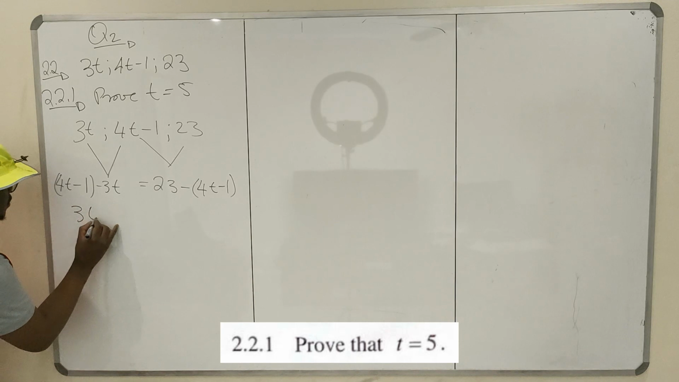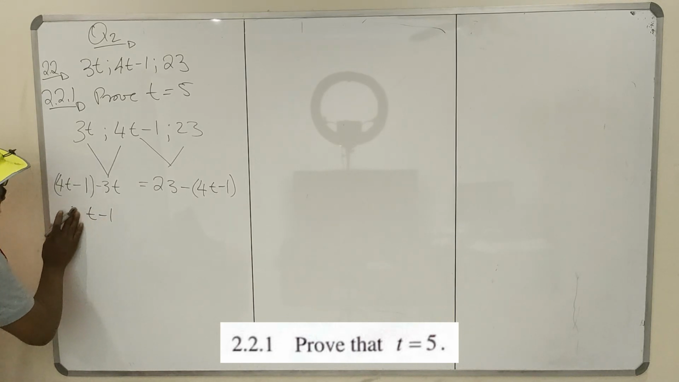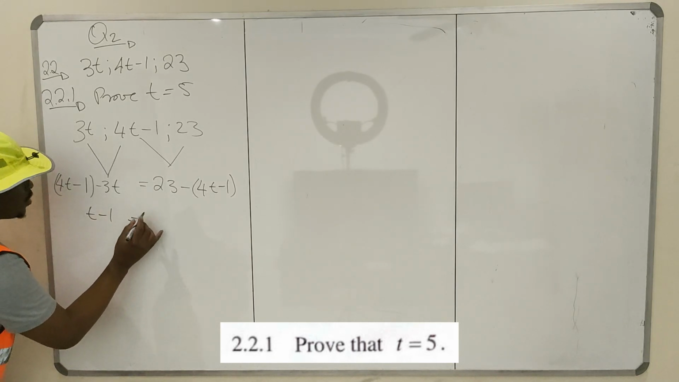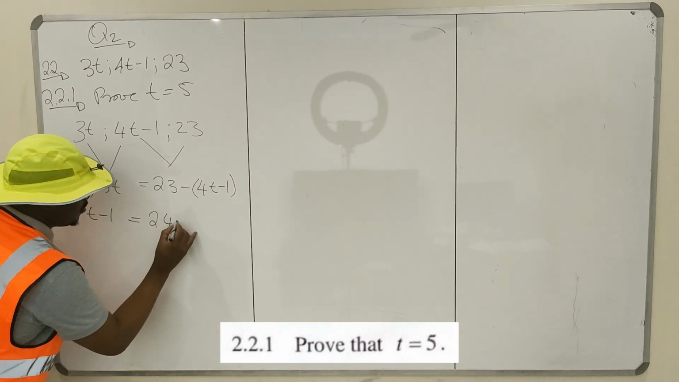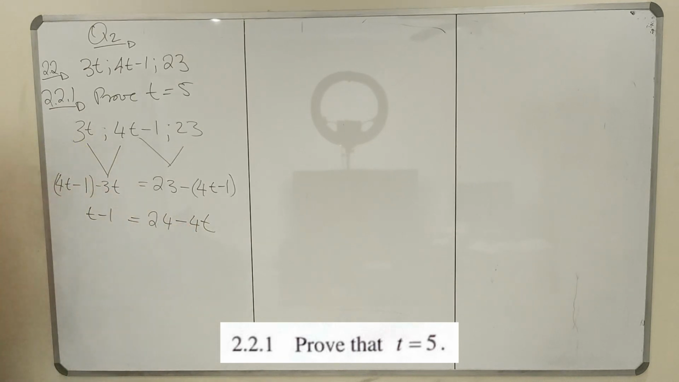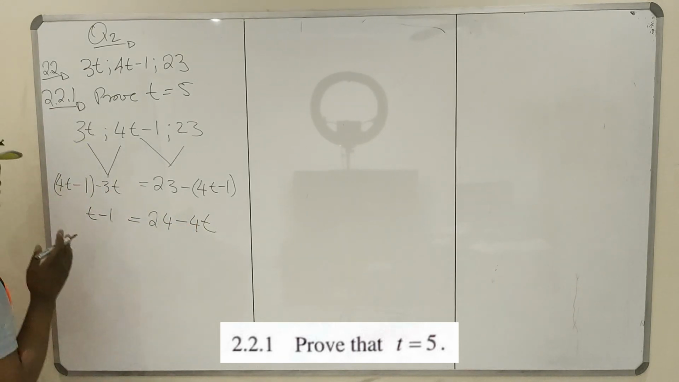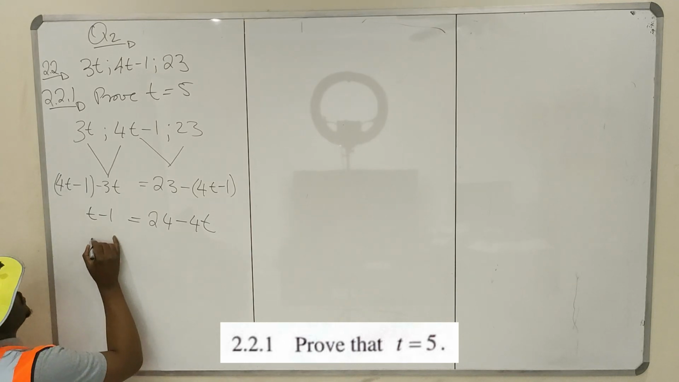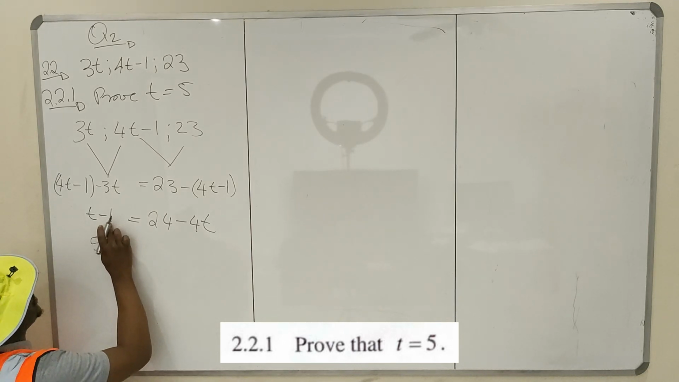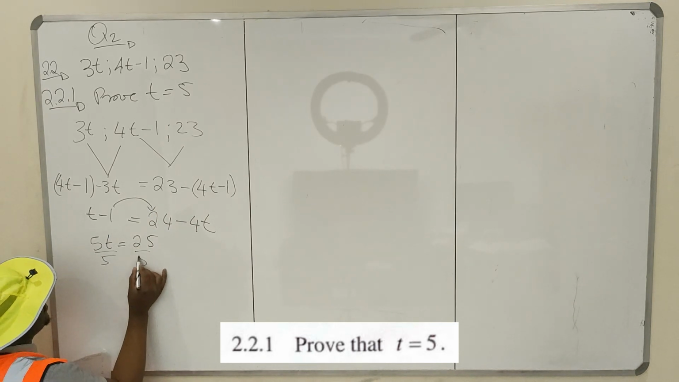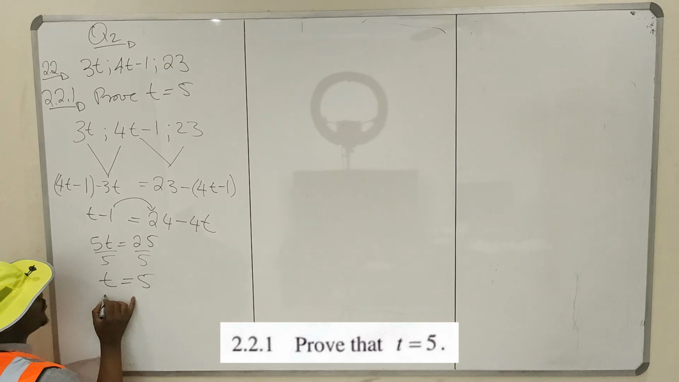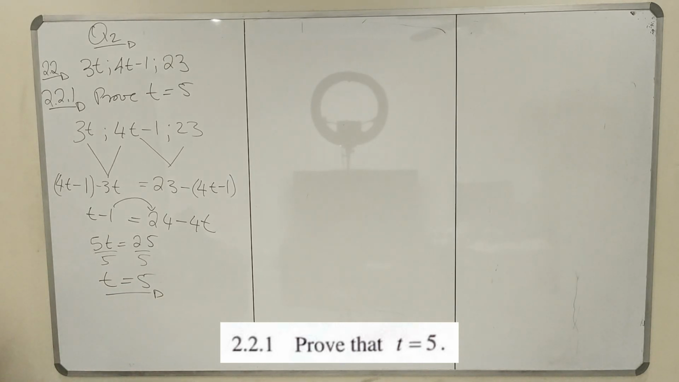So you say 3t, so it's going to be t minus 1 is equal to what? 24 minus 4t. Right? Then transpose this to the side. And 5t is equal to, transposing this to the other side, 25. Divide by 5, divide by 5. So your t is equal to 5, which is what they asked you to do. Right? Then we're done. Go to the next question, 2.2.